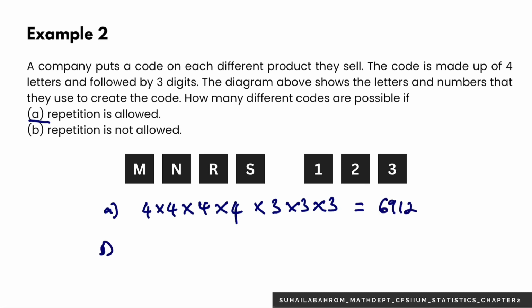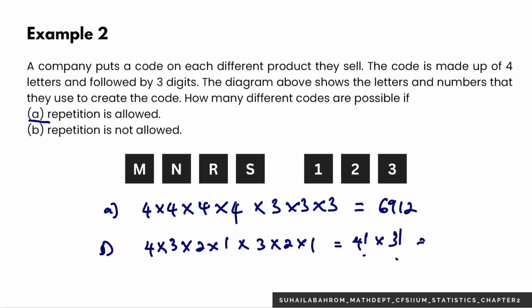And when the repetition is not allowed, for the first letter, there are 4 ways. For the second letter it is 3, and the third one is 2, and then the next one is 1. And then for the first digit, there are 3 ways. The second digit will become 2, and the last digit is only 1 possibility. Or we can also use factorial notation, 4 factorial times 3 factorial. So we will get the total number of ways is equivalent to 144.